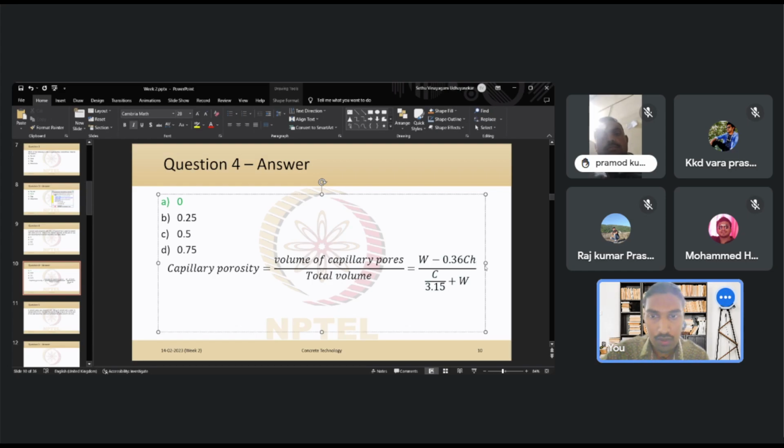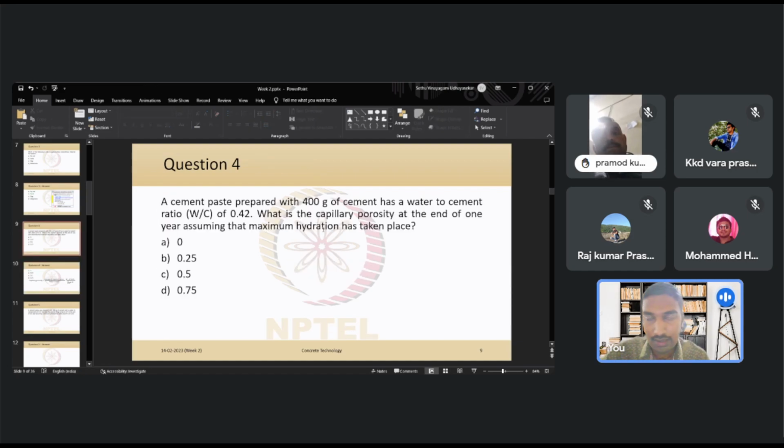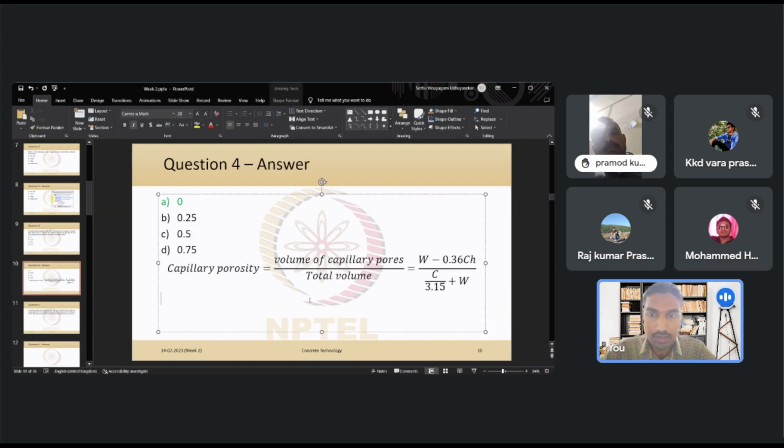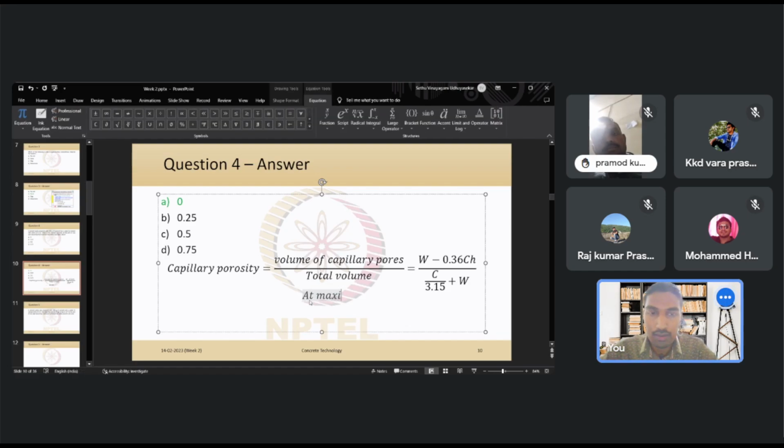But what is given in the question? In the question it is said that maximum hydration has taken place, so we have to assume that complete and maximum hydration has taken place. So what happens at maximum hydration? At maximum hydration the porosity will be 0, because when complete hydration is reached, all the pores will be filled, and there won't be any capillary pores left.